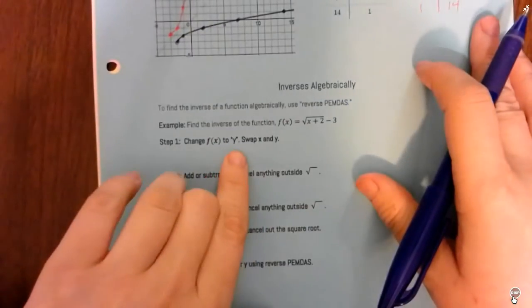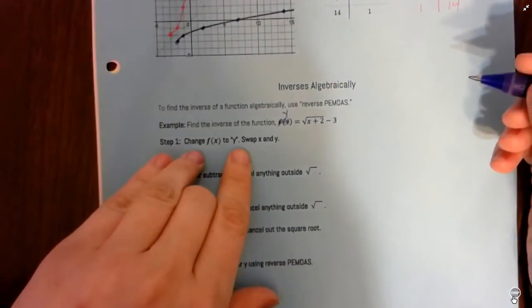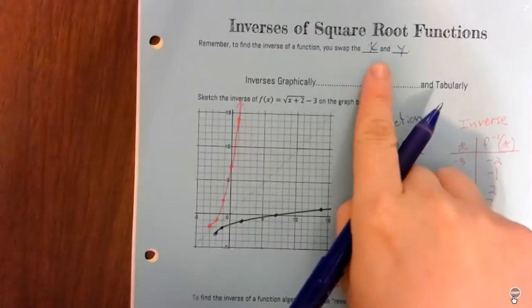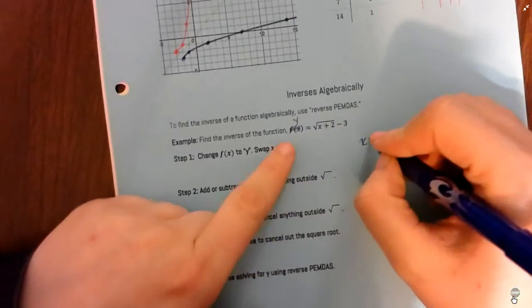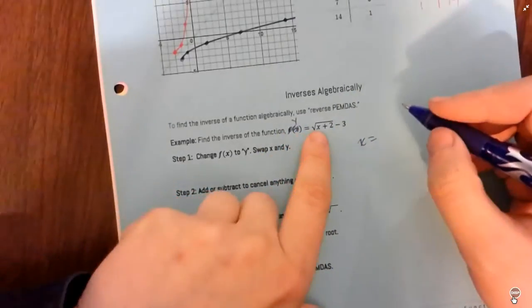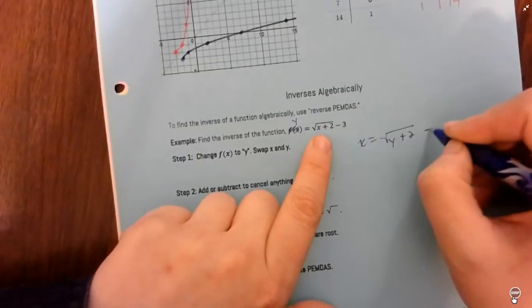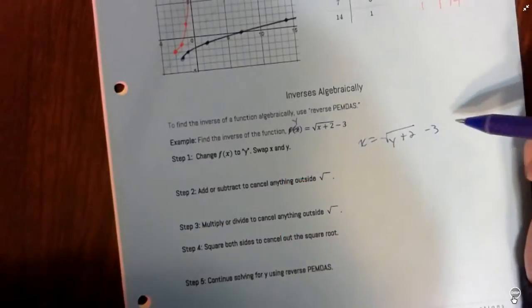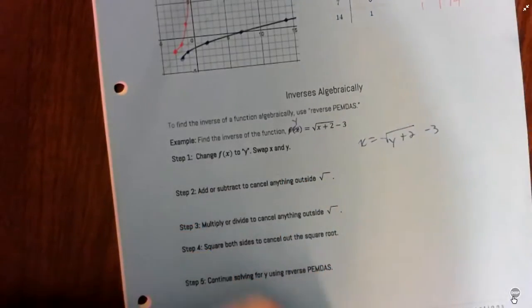And my first step, go ahead and change f of x to y because that's what it is. That's where y goes. And then I want to swap the x and y because that's what inverse means. So I'm going to have x equals instead of y equals. And then here when I get to x, I'm going to put a y instead. And then basically I just want to do reverse PEMDAS until that y is by itself again.